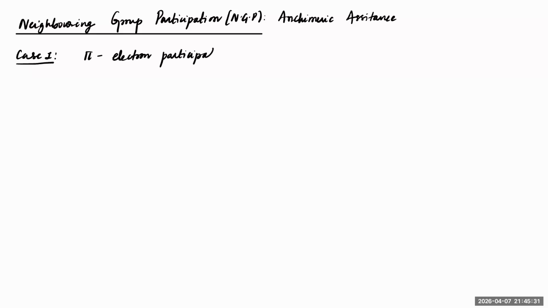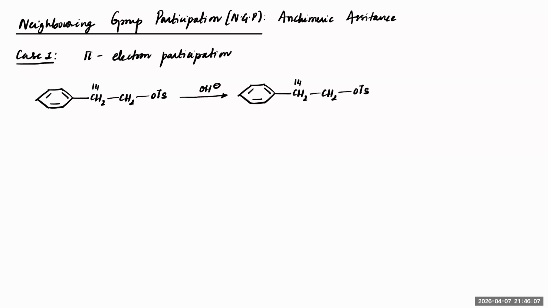pi electron participation, which means suppose you have a benzene with CH2, CH2 and OTs is present here. And let's say this is carbon 14. And then a nucleophile like OH minus is trying to attack on it. Then the product will be like this. Instead of OTs, we can get OH here. Or let's say I took iodide, it's a good nucleophile.